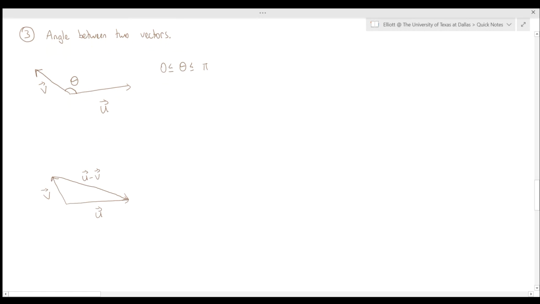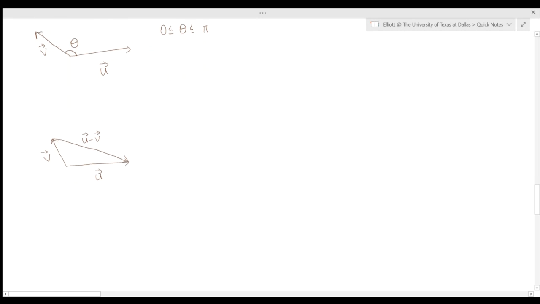And to see what that connection is, here I've drawn a picture of the vectors u, v, and u minus v, which connects from v to u. And here's the angle between u and v, theta. I'm going to use the law of cosines on this picture. If you don't remember the law of cosines, don't worry too much about it.